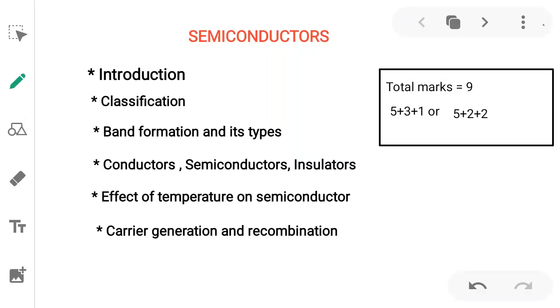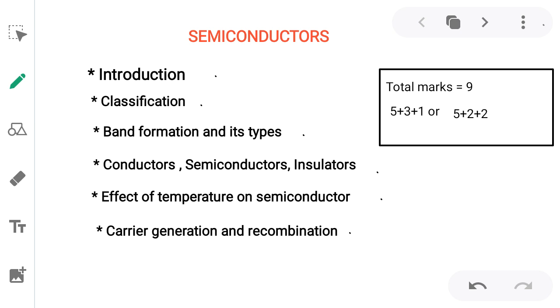Today we discuss the topic semiconductors. In this session, we discuss the topics: introduction, classification of elements, band formation and its type, conductor, semiconductor, insulator, effect of temperature on semiconductor, carrier generation and recombination.